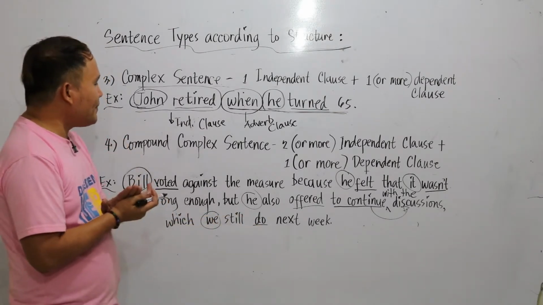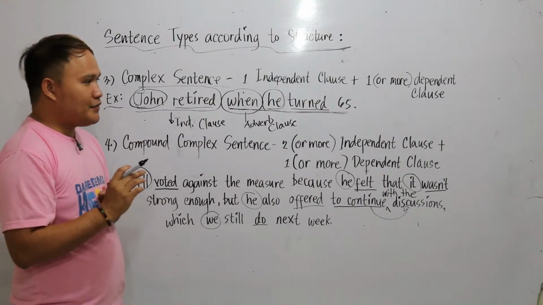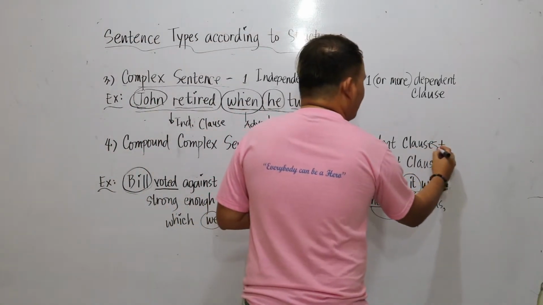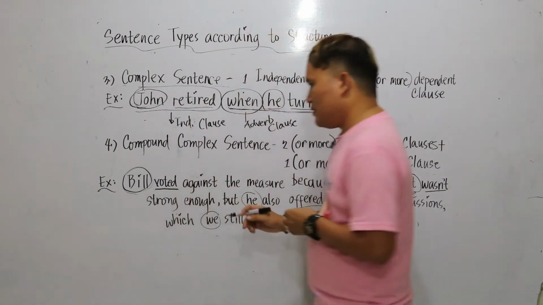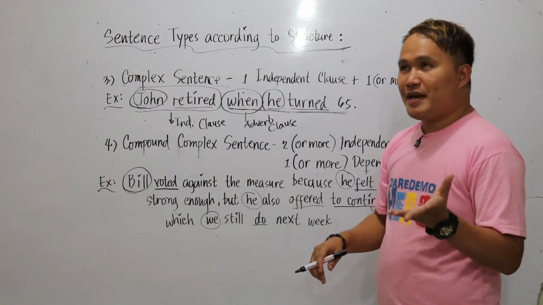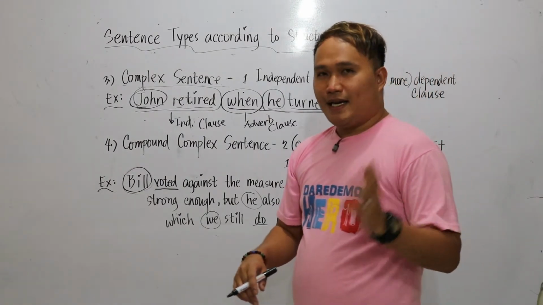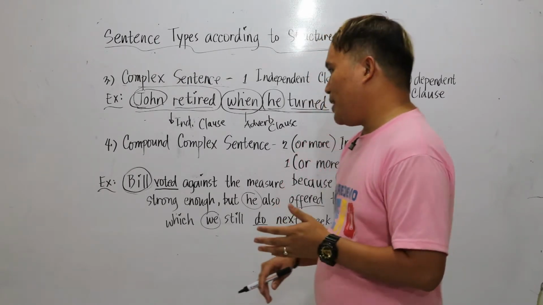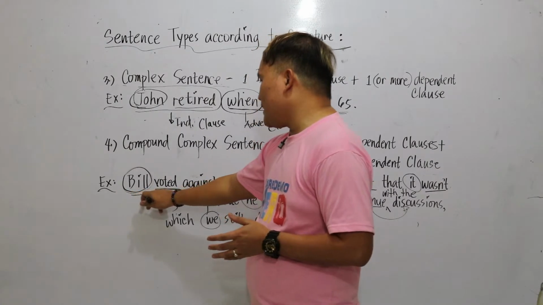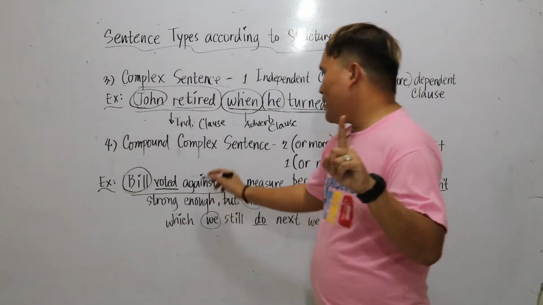Okay. Now this time, let us try to identify the two independent clauses. Okay, two independent clauses. Remember, for independent clauses, there should be a subject and a predicate, and it expresses a complete thought or meaning. So the first independent clause, Bill voted against the measure, is one independent clause.